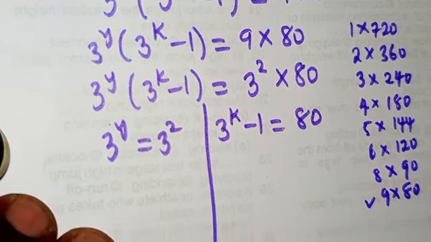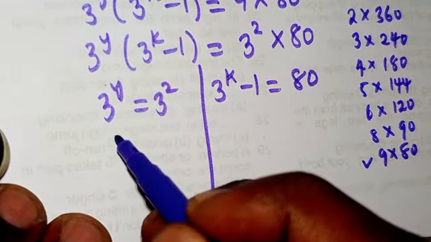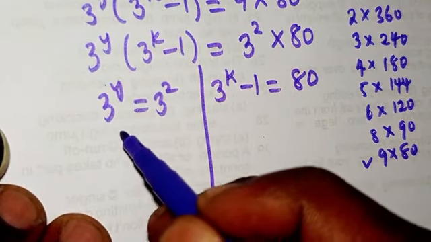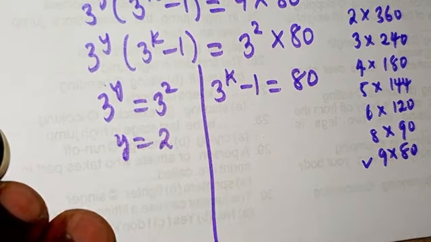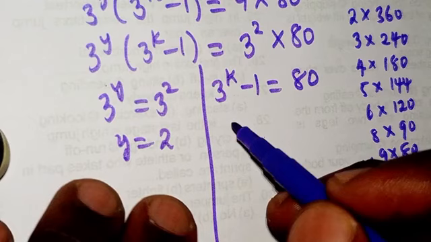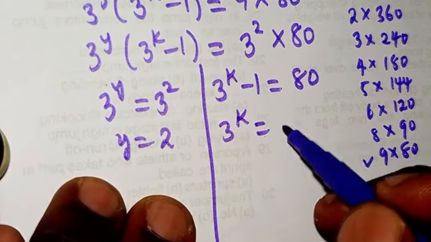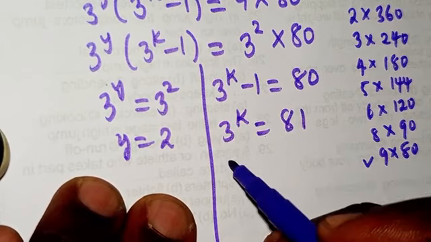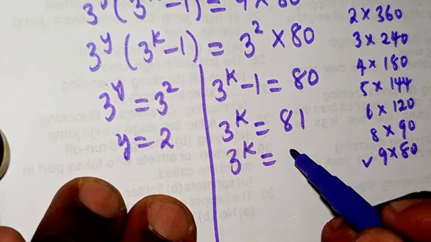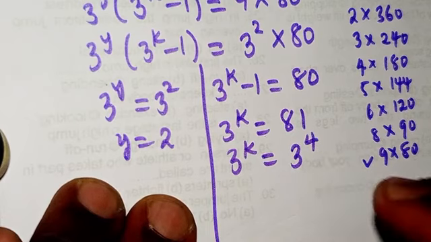So now from there, we can see that, since we are having the same basis, we have y to be equals what? y to be equals 2. If y equals 2 here, we have 3 to the power k equals, we send this minus 1 to this side, we are going to be having 81. So 3 raised to power 4 will give us 81.